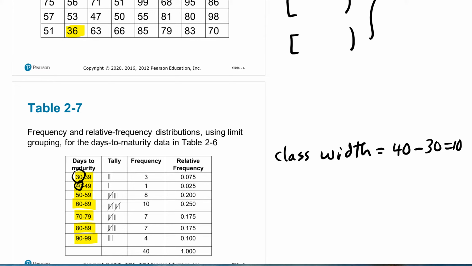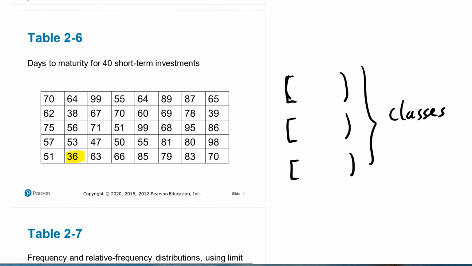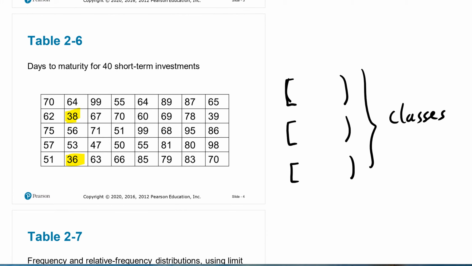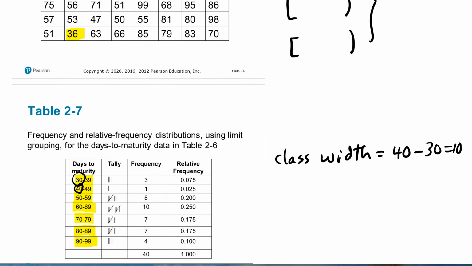And 40 is the lowest value for the next class, and so on and so forth. If we look back at the data, how many are in the 30 to 39? Well, I see 36, I see 38, I see 39. There's only 3 of them. That's why the tally shows 3 and the frequency 3. And then we did the same for the next one and the next one all the way down.